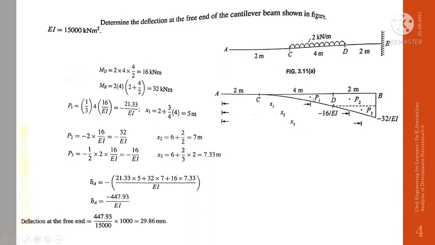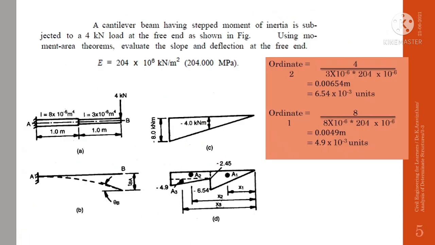So the first area is 21.33 into the centroid, and the second area is 32 into 7 plus 16 into 7.3. So if you add everything, you will be getting 447.93 by EI as your deflection. So EI value is given here. You can divide that, multiply by 1000, you will be getting in terms of mm. So 29.86 mm is your answer.